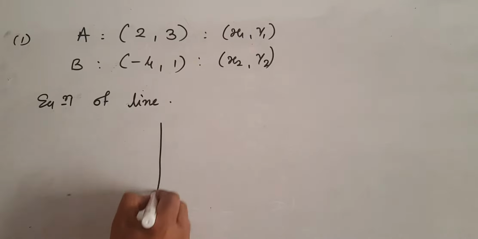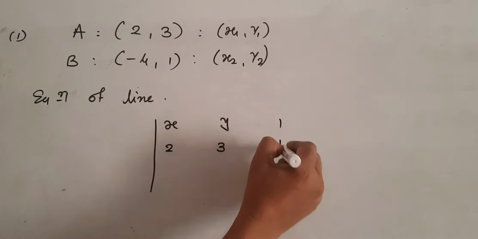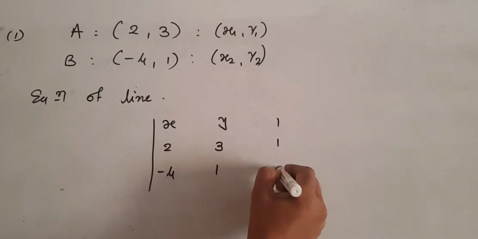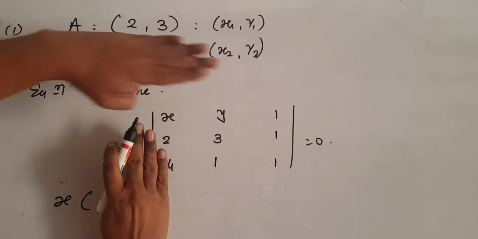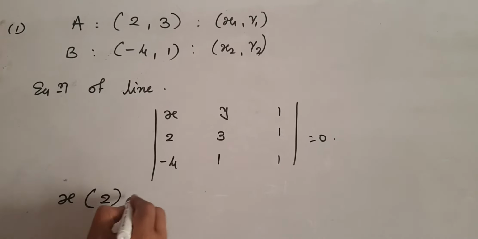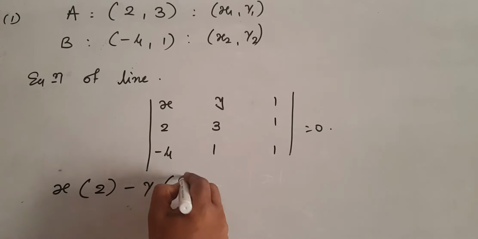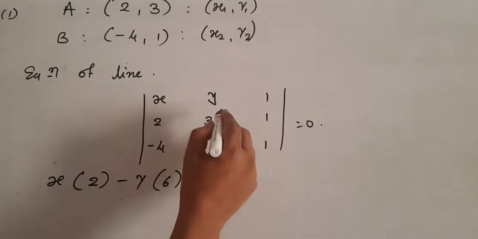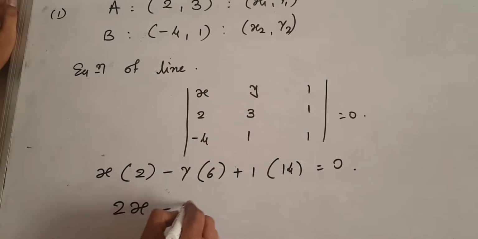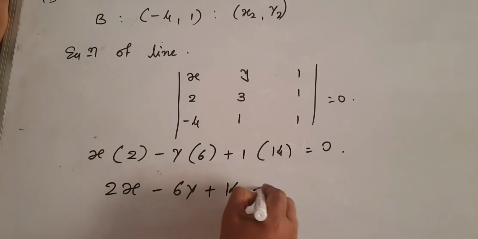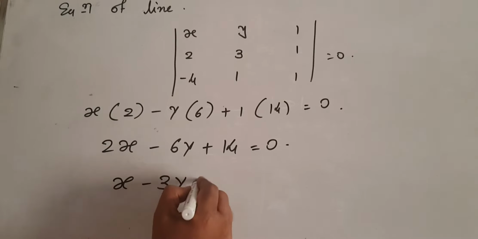you can say x, y, 1, 2, 3, 1 minus 4, 1, 1 is, you can say x bracket, just see, 3 minus 1 is 2, minus y into 2 plus 4 is 6, and 1 into 2 plus 12 is 14. So it is 2x minus 6y plus 14. You can take out 2 common, so it is x minus 3y plus 7.